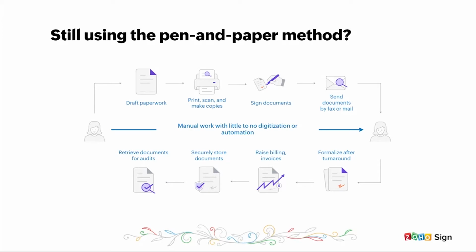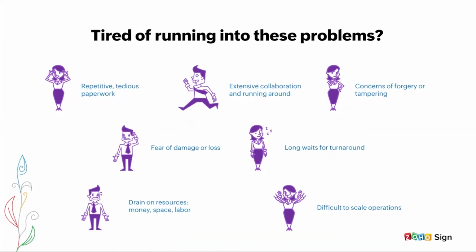On average, this process takes about 2 weeks from start to finish. But this turnaround time can be drastically reduced if the entire process is digitized. Further, the pen and paper approach has its own set of disadvantages, like the fear of forgery and document tampering, potential damage to documents, and the huge expenditures on resources like manpower, space, money, and labor. That's not to mention how tedious repetitive paperwork becomes.